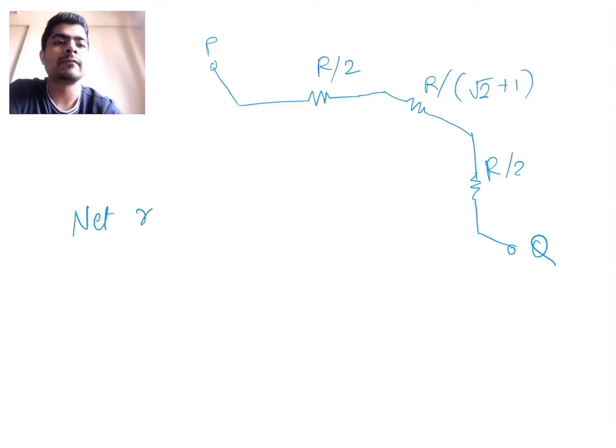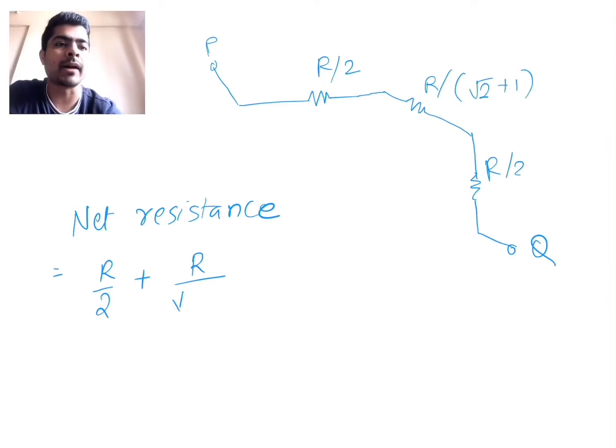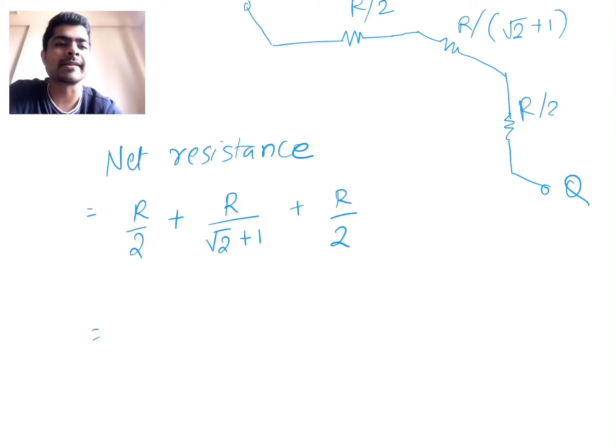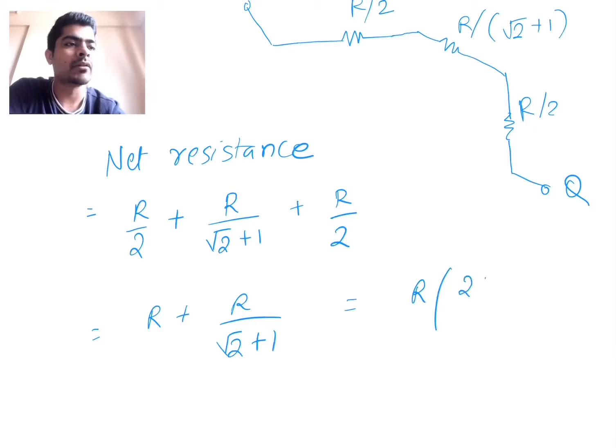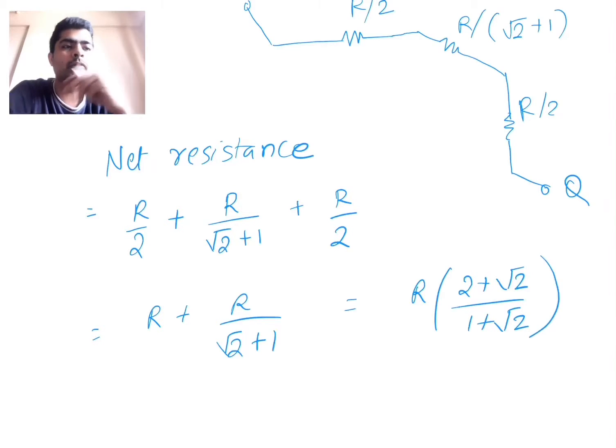So net resistance will now be what? It will be simply R by 2 plus R by root 2 plus 1 plus R by 2. Okay. So this is equal to R plus R by root 2 plus 1, and that will come out to be equal to, when you simplify this, R times 2 plus root 2 by 1 plus root 2.